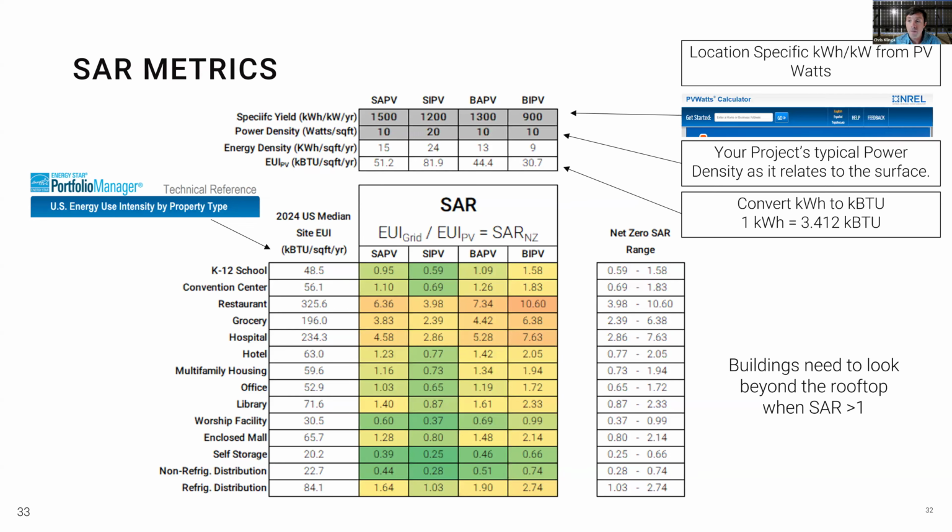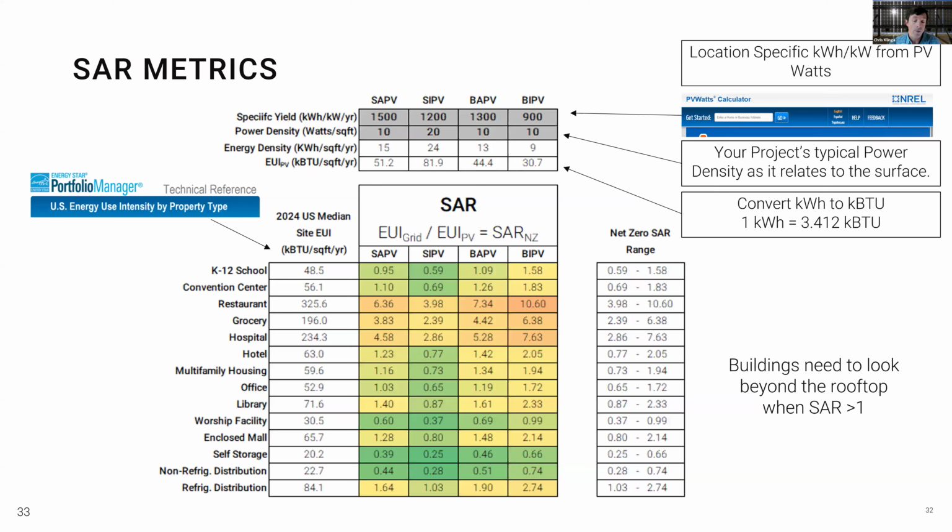And in this example, in the office, you can see that with a 52.9 EUI for the average US office, we would need 1.03 times as much area for a SAPV array as we would have floor area. And in the case of a site integrated PV array, like a carport, we would only need 65% of the floor area to accomplish our net energy goals. And then on the BAPV side of things, we would need 1.19 times our conditioned floor area.